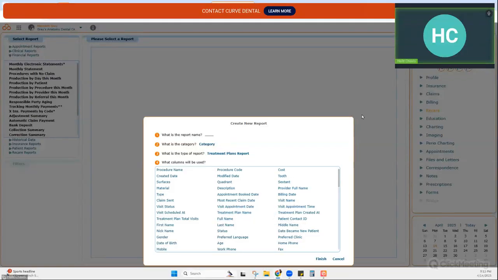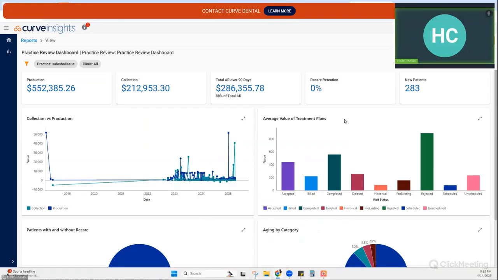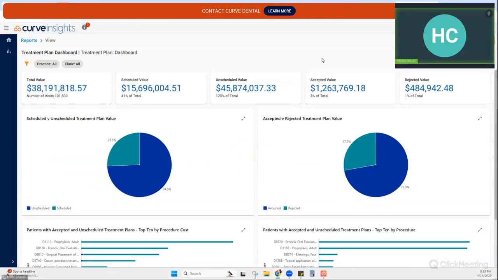And also on top of just your normal data reports, we also have analytics, like a practice review where you can really see the height and health of your practice just by a glance. You also can drill down with certain other reports, like the one I have right now, a treatment plan dashboard. So these are the popular ones we see with offices, and there's more where this comes from.